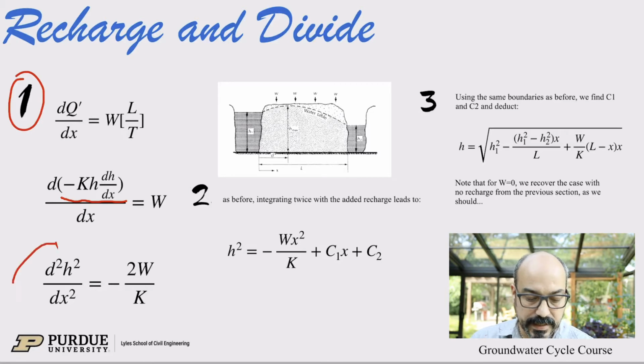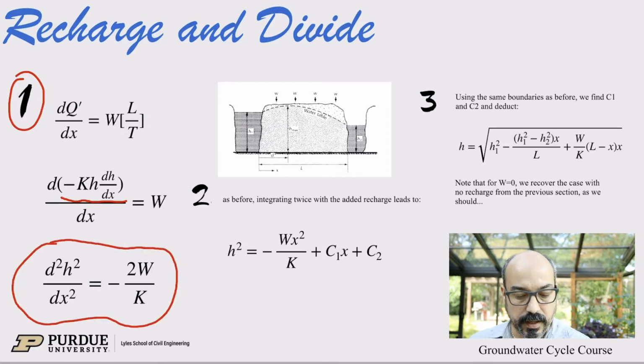And again, like last time, we end up with d squared h squared dx squared equals minus 2 W over K. Now again, that 2 comes from the equivalence between h dh dx and half of d h squared dx. And so that 2 again is found on the other side, so it's similar to what we've done before. Now once we have this equation, we can solve this analytically just like before.